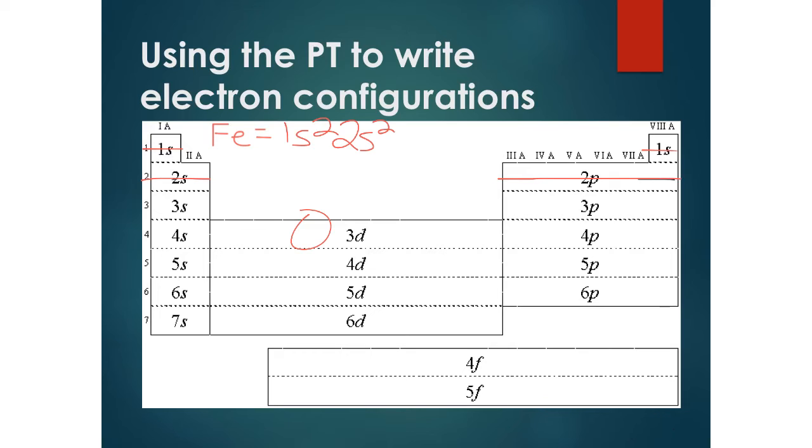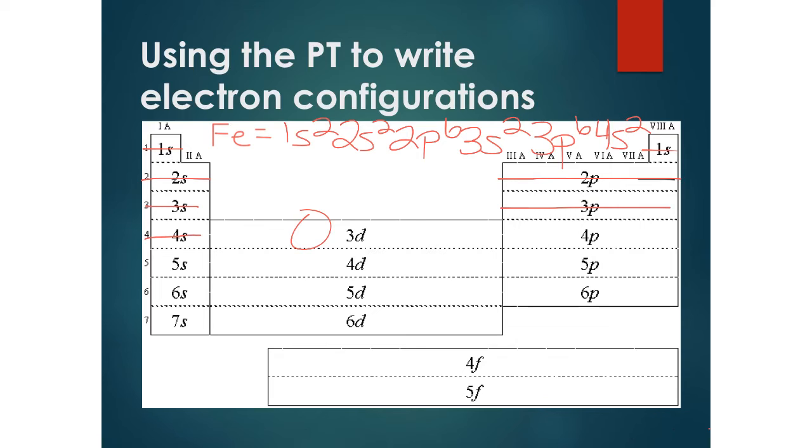We get to 2p. We can put 6 electrons in there. So we've placed 10 electrons so far. So we've got 16 more to go. Then next up is 3s. Since it's an s, we can put in 2 electrons. Then we've got 3p6. Okay, next up is 4s. Since it's an s, we can put in 2 electrons. So we have placed 20 electrons so far.